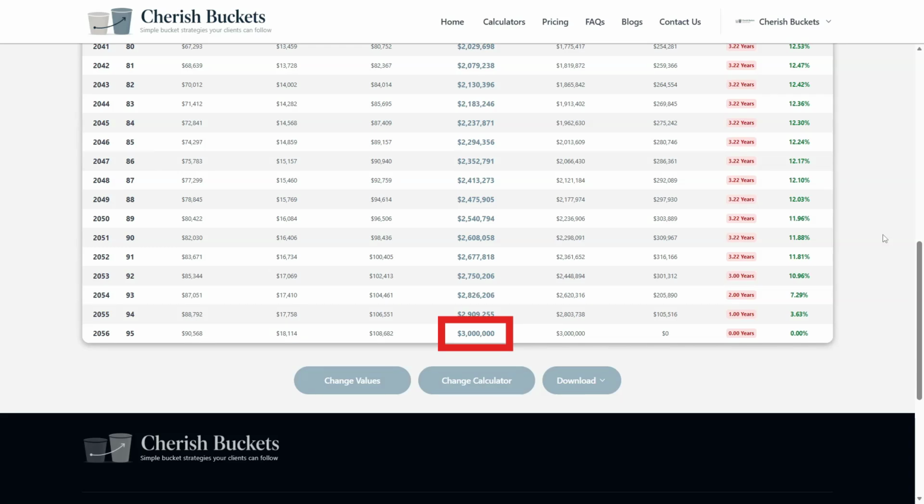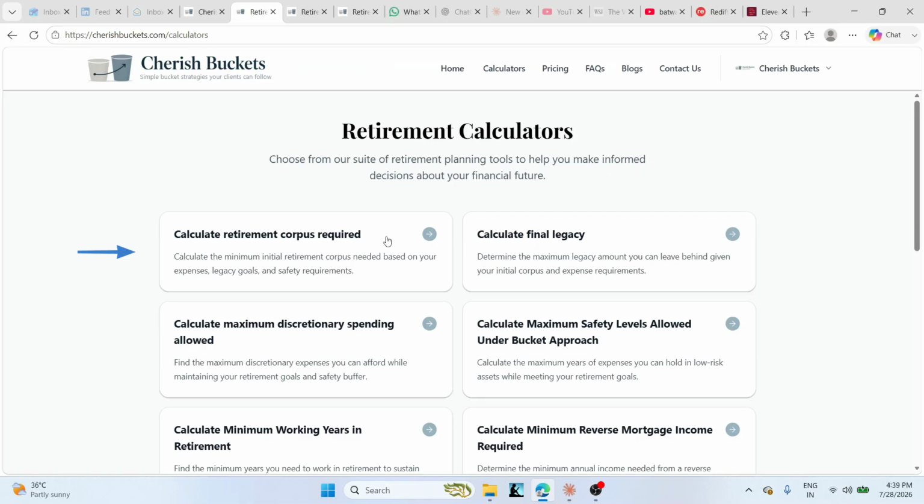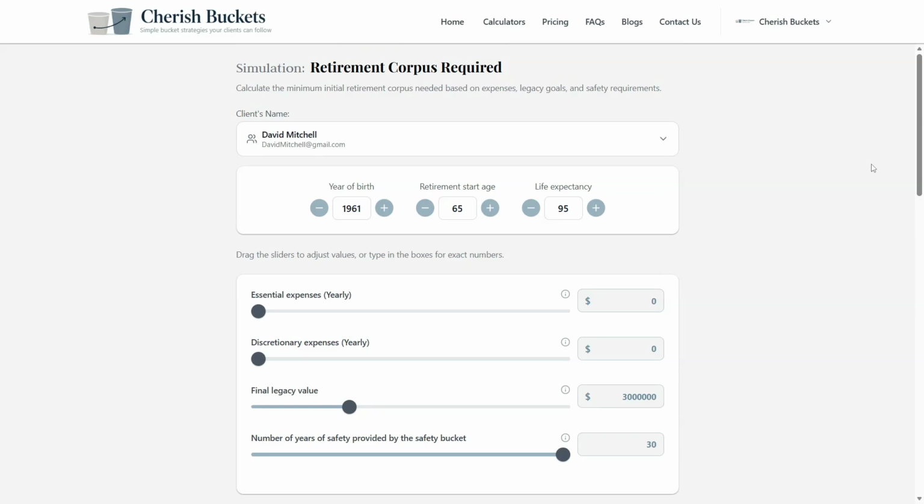Now let's see what happens if we separate the legacy portfolio from the retirement income portfolio. We'll begin by determining how much money is actually needed today to achieve the legacy goal. For this, we'll use the Retirement Corpus Required Calculator. Since this portfolio is intended only for legacy, we'll enter annual expenses, $0, legacy value, $3 million.